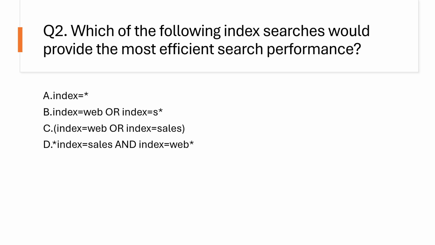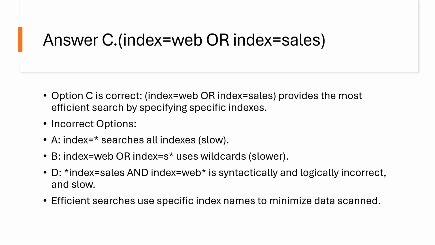Question 2. Which of the following index searches would provide the most efficient search performance? A. index=*. B. index=web OR index=s*. C. index=web OR index=sales. D. index=*sales AND index=*web. The correct answer is C. index=web OR index=sales.